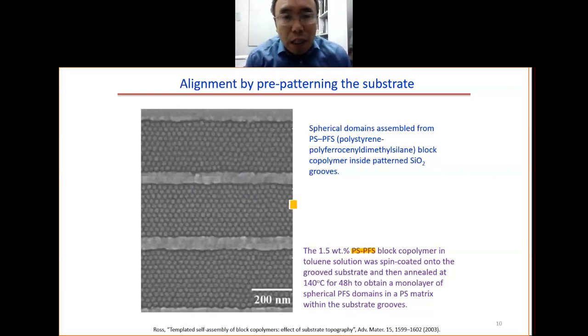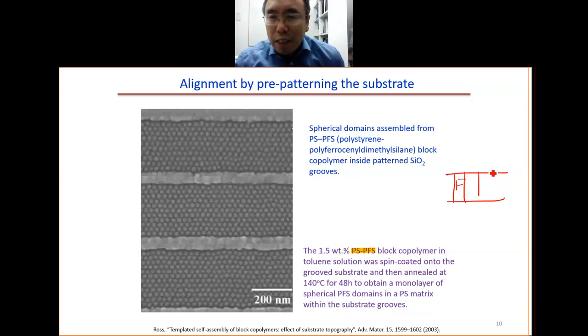But here you have only one block showing up. How about the other block? So how to remove one block and leave behind the other block? So here, for example, after self-assembly, you get something like this. This is the PFS. This one is polystyrene. So how to remove polystyrene?